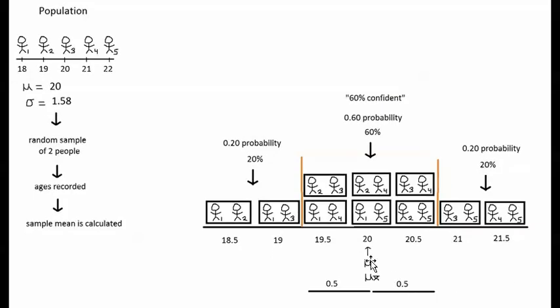The 60% margin of error is just the distance from the population mean to the lower end and the upper end of the middle 60%. So overall, I'm 60% confident that I'll get a sample somewhere within 0.5 of the population mean. In other words, I'm 60% confident that I'll get a sample mean somewhere between 19.5 and 20.5.